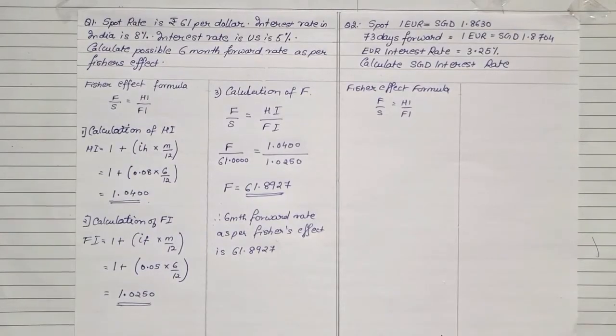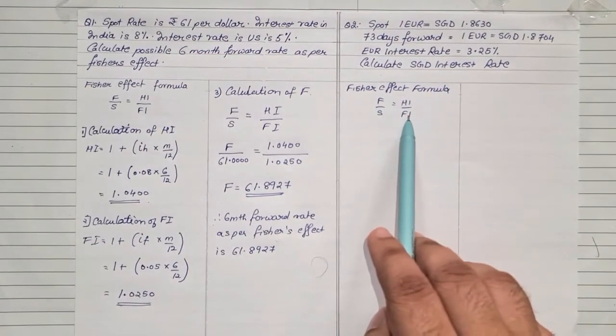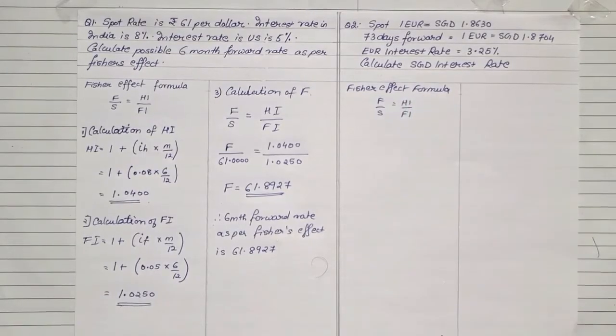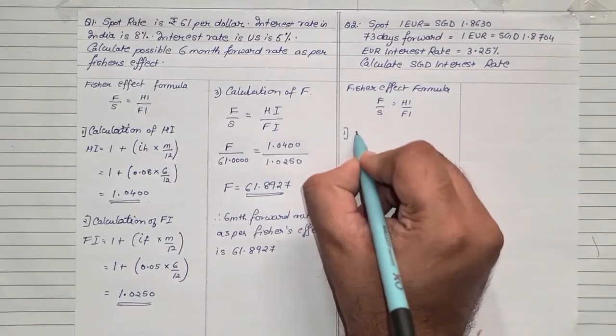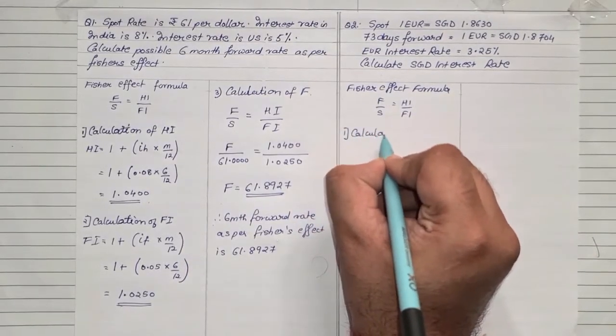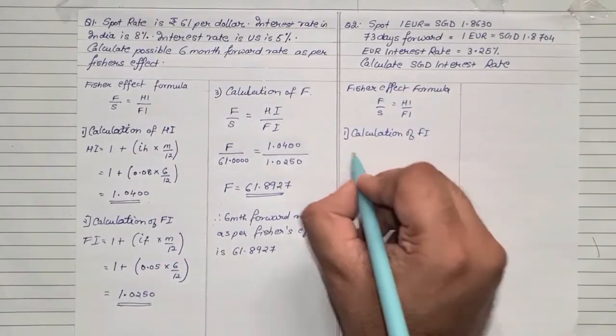So in such a case, now remember how to solve. Step number one: since F and S are given and FI we can find, HI I cannot find because I don't have the home currency interest rate. So what I'll do here is, step number 1, calculation of FI.